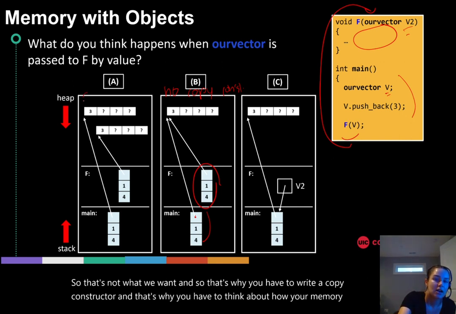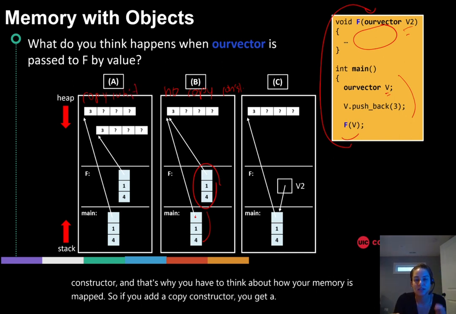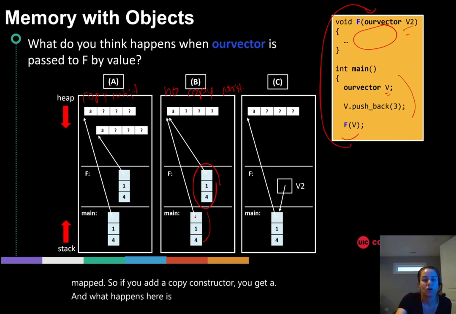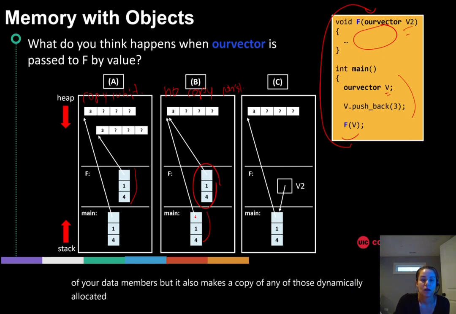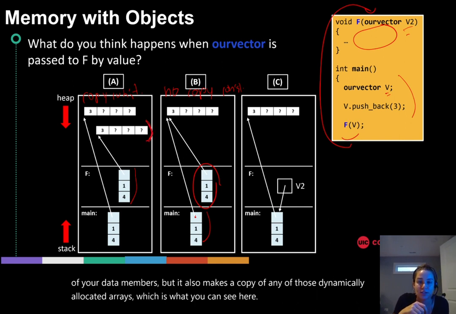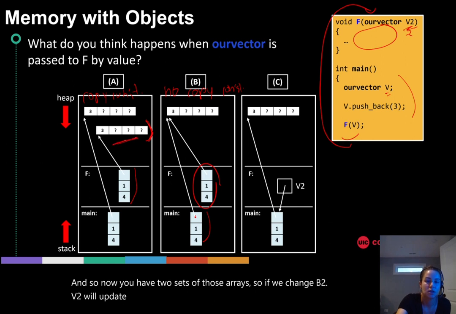So if you add a copy constructor, you get A, and what happens here is that the copy constructor not only makes a copy of all of your data members, but it also makes a copy of any of those dynamically allocated arrays, which is what you can see here. And so now you have two sets of those arrays. So if we change v2, v2 will update just this one, but the main function will remain unchanged.